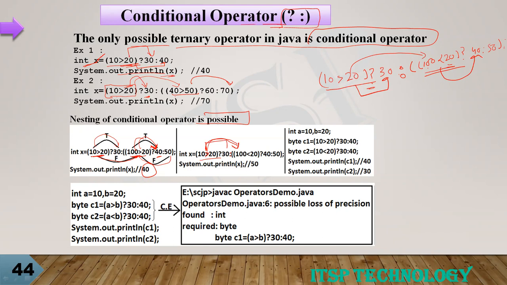Not 40. Why not 40? The output is 50, but 40 is coming. I don't know what is happening. That's my understanding. Okay, this condition is false now. Yes, I was forgetting. This condition is false, then false means the output will be 50.